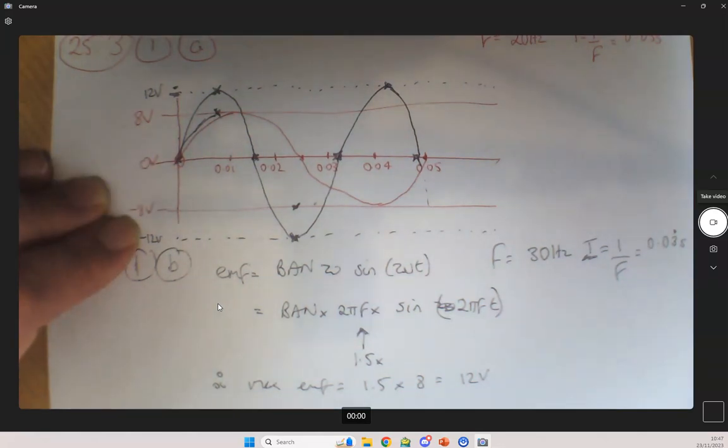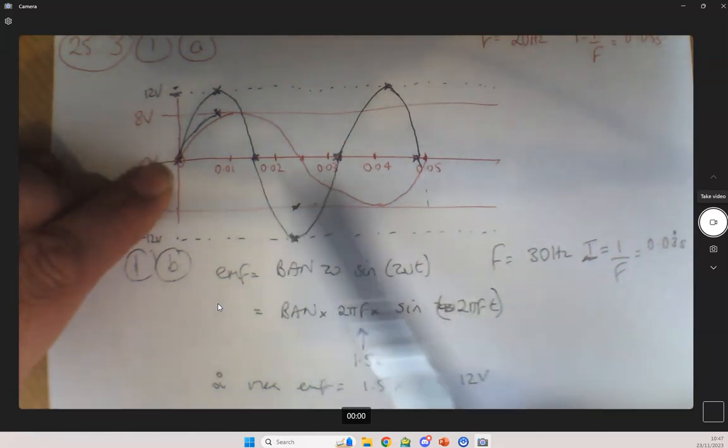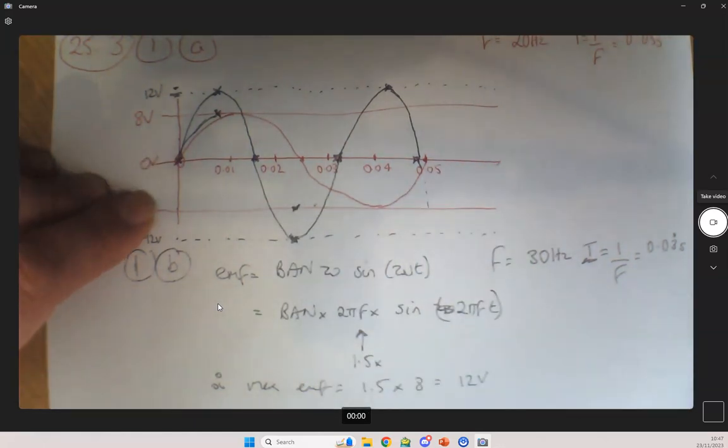So two things: when you increase the frequency, your peak increases, and because you've increased the frequency, your period decreases, so the waves get squashed together, they get shorter. Thank you very much.